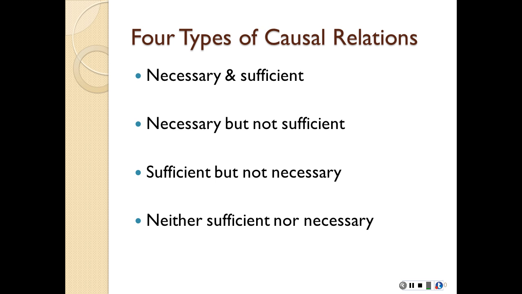Yeah. Can you repeat the definition for that one? For neither sufficient nor necessary, it means that if it's not sufficient, you can't get the disease just from having that exposure. And if it's not necessary, that means it doesn't actually have to be there for you to get the disease anyway. Right. So it's neither sufficient nor necessary.